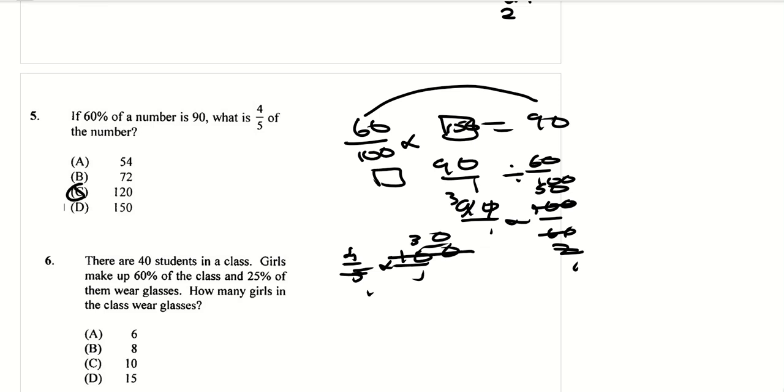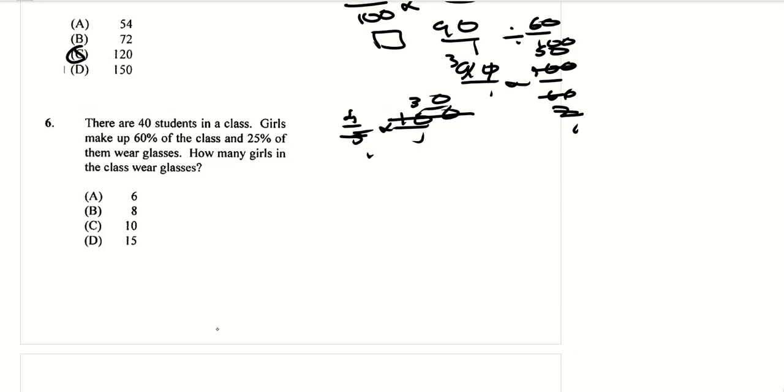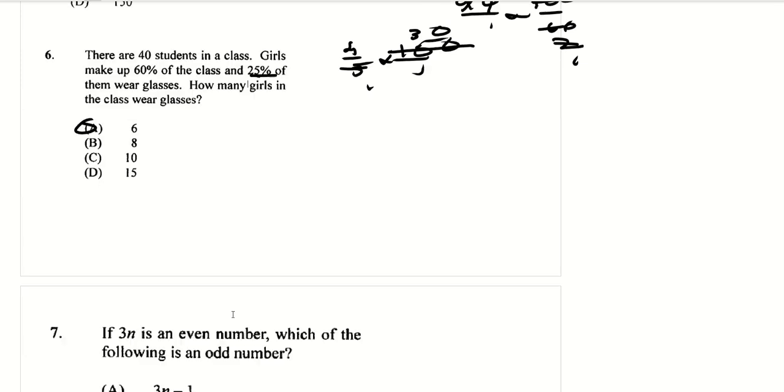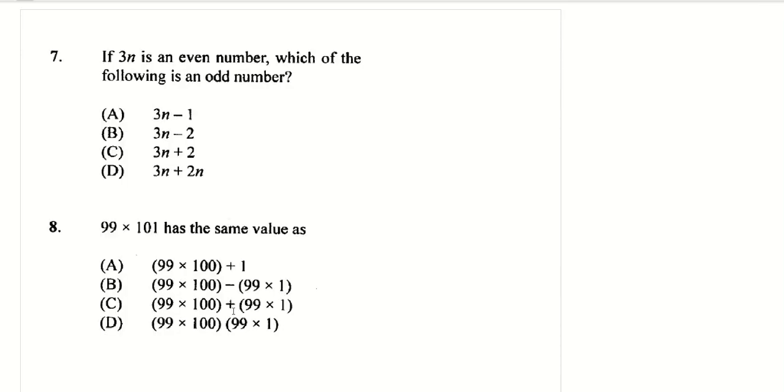This question, how many girls wear glasses? The answer is 6. Right? We had to find 60% of 40, which is 24, and a quarter, which is 25%. A quarter of 24 is 6. Right, this one here, we did this question and it was 3n minus 1. This question here was expanded notation. It's 99 by 100s plus 99 by 1s. So it would be C is your answer.